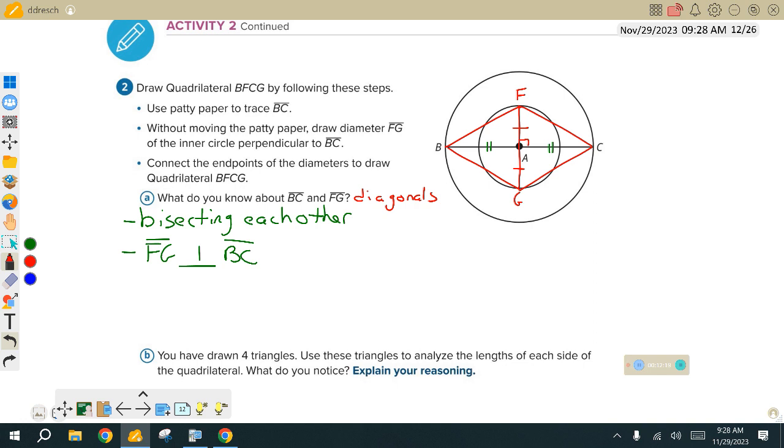Now let's think about the quadrilaterals we have not talked about yet. What's the other one we haven't talked about yet?